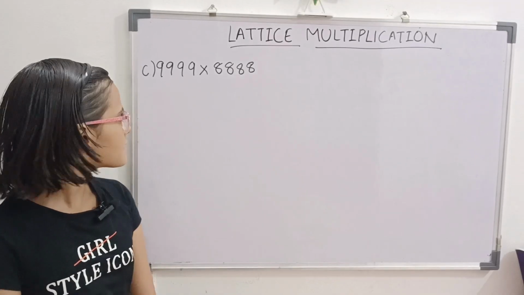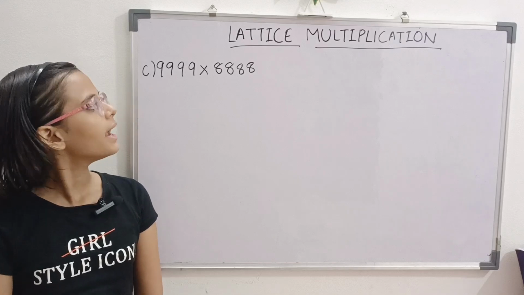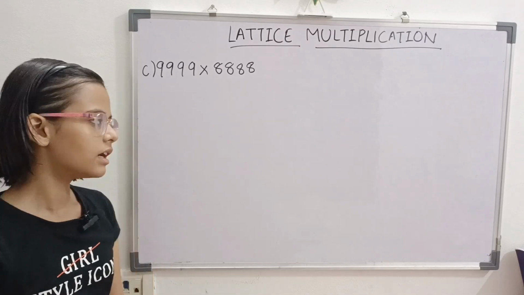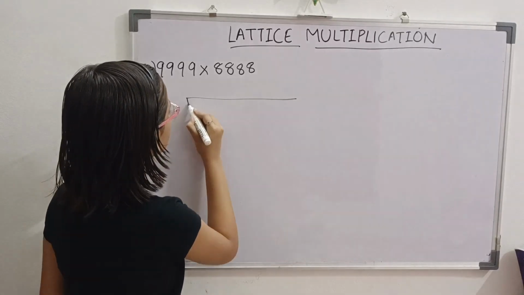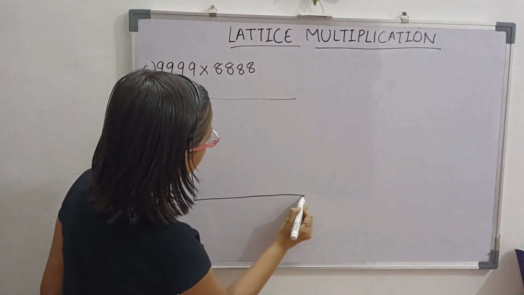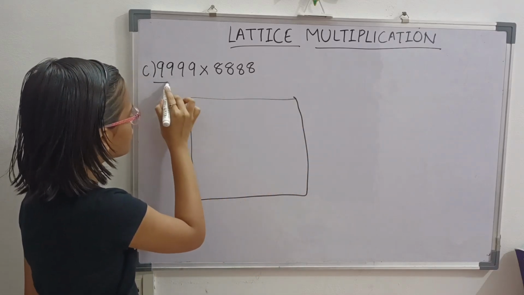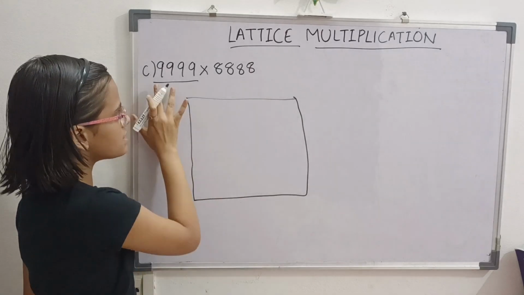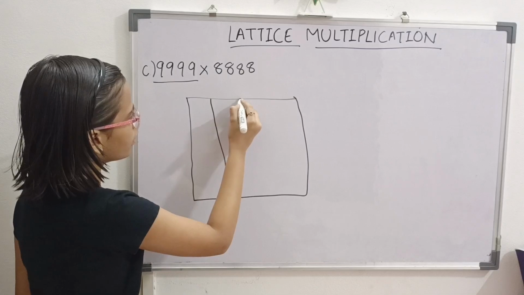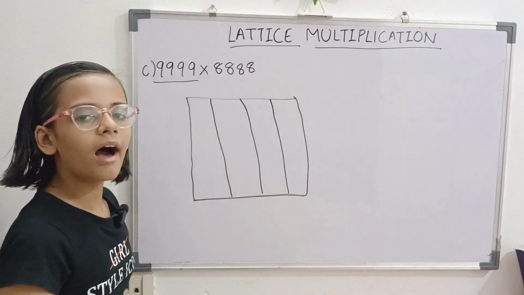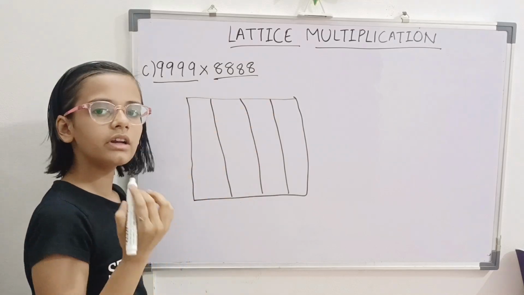So our next example is 9999 multiplied by 8888. So first we have to draw a box here and we have to make 4 partitions here because it is a 4-digit number. Now also we have to make 4 partitions here because it is a 4-digit number.